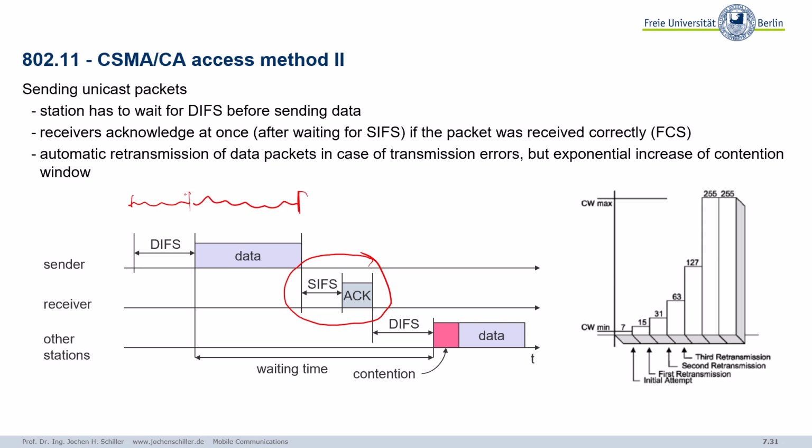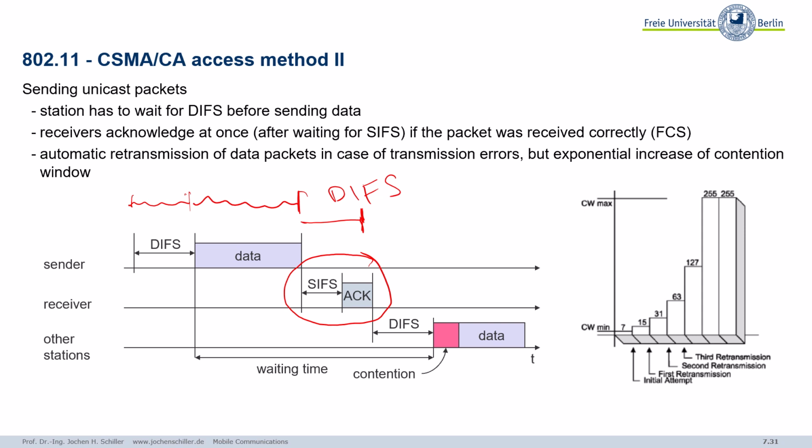Why after a short interframe space? Well, a short interframe space is shorter than the DCF interframe space. That means, although there might be some other stations waiting, they have to wait for the DCF interframe space. But as the short interframe space is shorter, the acknowledgement will always go through. And there should be no collision because it's a unicast packet, so there's only one receiver that sends the acknowledgement. That means that it uses the short interframe space. So that's the basic idea. And then you will receive the acknowledgement and everything is fine. So that's the idea of the immediate acknowledgement.